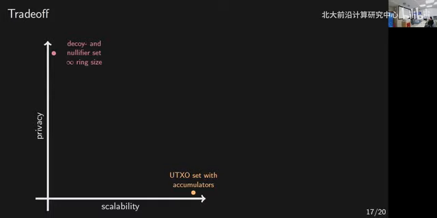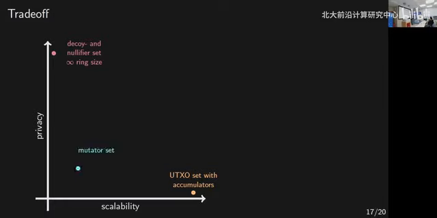And on the other end of the spectrum, you have very poor scalability, but maximal privacy. And that's what you get with decoy and nullifier sets and an infinite ring size, where infinite is essentially all other UTXOs. That would be the construction that Zcash has, and then Monero doesn't have an infinite ring size, but still a large one.